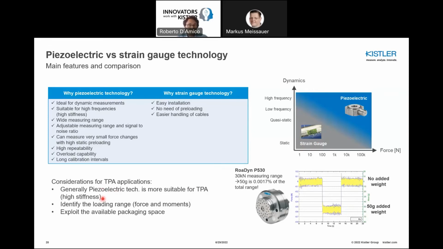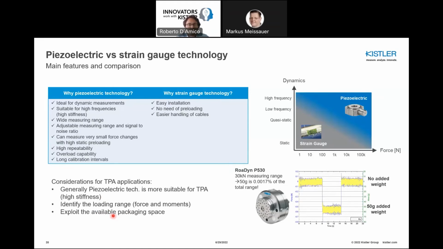In terms of choice, I think that you must always keep in mind that the load range has to be identified well in order to identify the piezoelectric sensor that you need. And you also have always to keep in mind the packaging space, because that's a key requirement, a key constraint regarding the application you're going to have at the end.